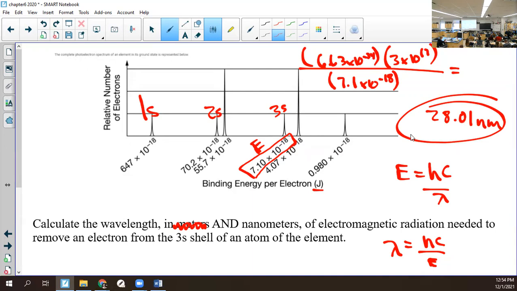So if we shine this wavelength of light on calcium, we could eject one of the 3s electrons. Now, we don't have that light, that's out of our view. That would be like ultraviolet. But does that make sense? Okay.